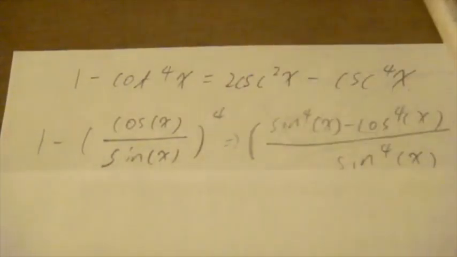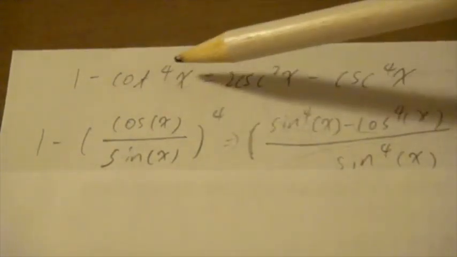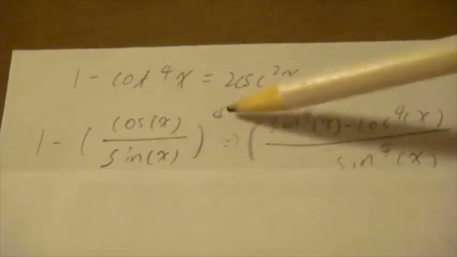So for myself, I'm going to do two parts. Part one, I'm going to do the left side. So I take the left side, which becomes 1 minus cotangent 4x, which, as you all know, cotangent is also equal to cosine over sine. And then it will become like this.